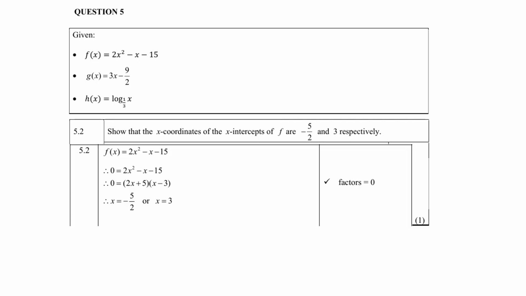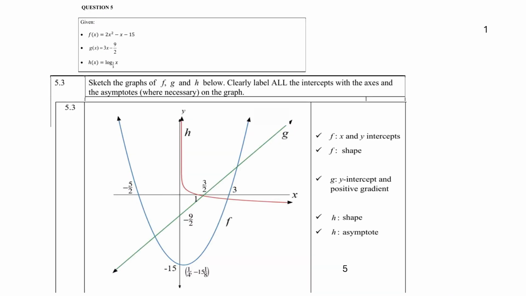So 5.2, x-intercept, of course you must remember that x-intercepts are on the x-axis where y is 0. So therefore you must let the function be equal to 0. Then factorize or use the formula if you prefer, and then you get your x equals minus 5 over 2 or your x equals 3.